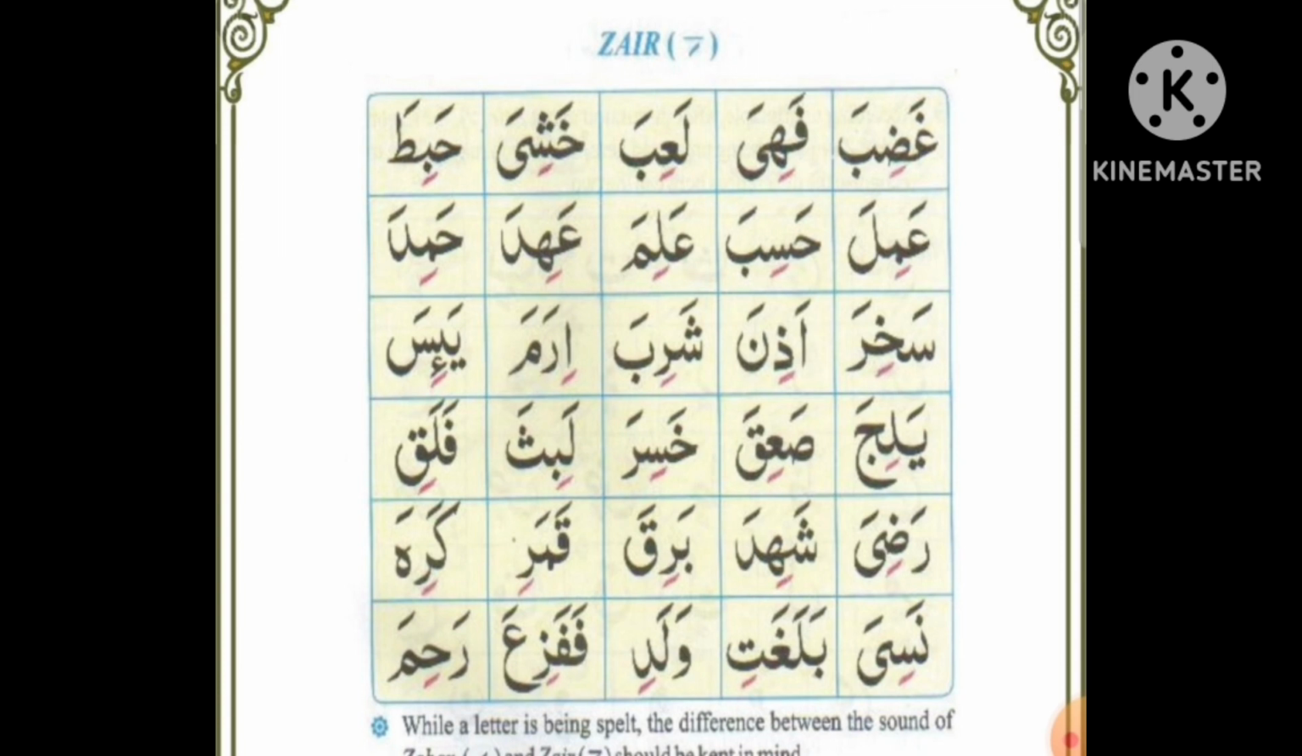Again I am reading from the first word: ghadiba, fahiya, la'iba, khashiya, habita, amila, hasiba, alima, ahida, hamida, sakhira, adhina, shariba, irama, ya'isa, yalija, sa'iqa. Sod and qaf both should be pronounced heavily, and there is a ain in the middle.